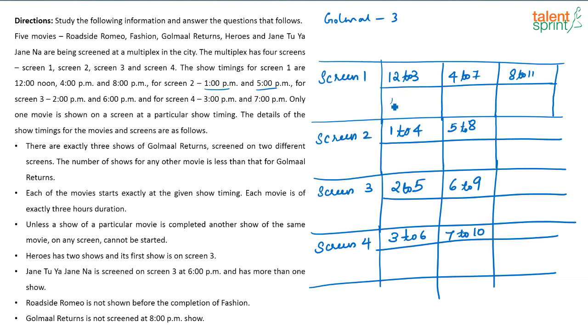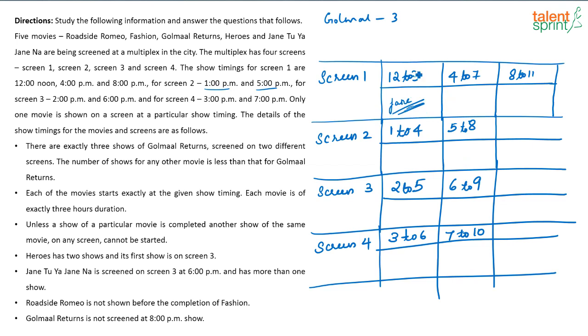See, for example, if Jaane Tu Ya Jaane Na is aired in screen 1 from 12 to 3, between 1 to 4 I cannot air this movie. Basically these times are overlapping, right? The same movie cannot be aired in two different screens during the same time. Only after 3 o'clock it can be aired now.